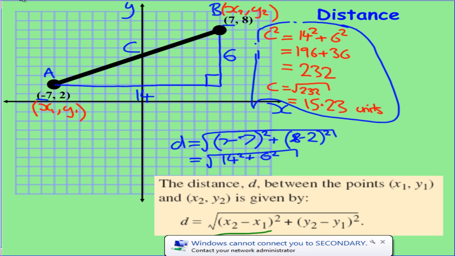Because we had 14 squared plus 6 squared in our formula over here at the top right, we have 14 squared plus 6 squared underneath the square root sign here. Then we go on to square root our answer, and there is a giant square root sign over the top of our formula. So it is following the very exact same steps that we took, and we are going to get the same answer of 15.23 units. So that is the distance formula.